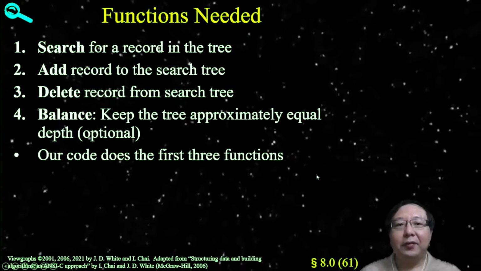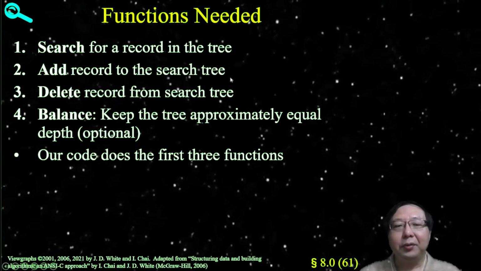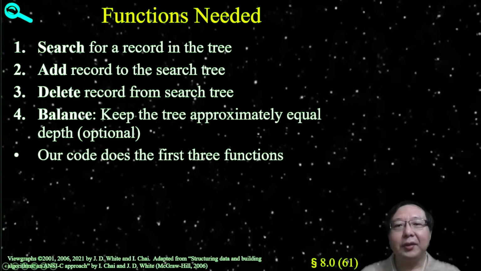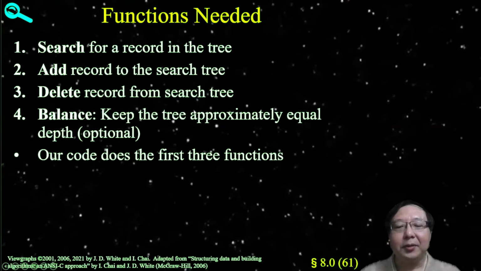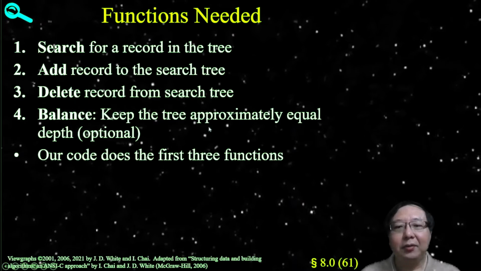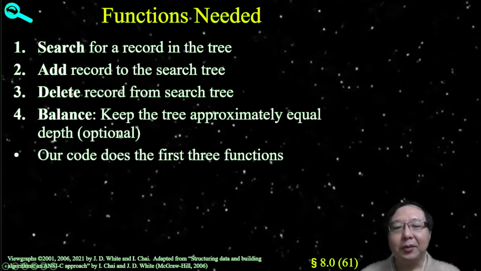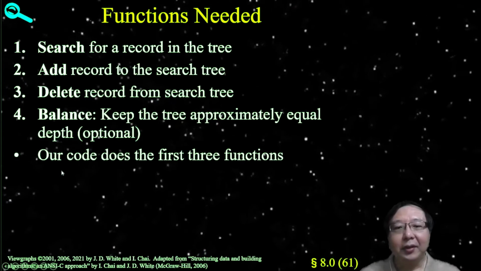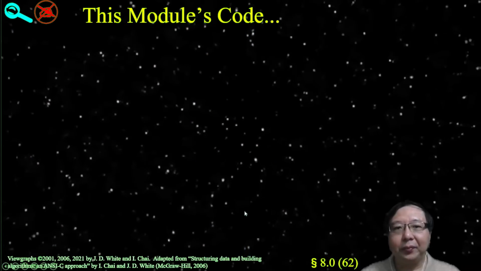So here are the functions that we need to deal with that kind of tree. We need to be able to search for a record in the tree, add records to the search tree, delete records from the search tree, and keep the tree approximately balanced. That one's optional, but we'll talk about that later. And our code here does the first three, but doesn't keep it balanced.